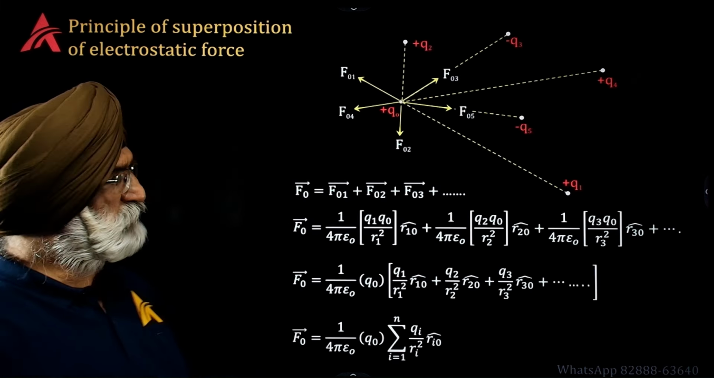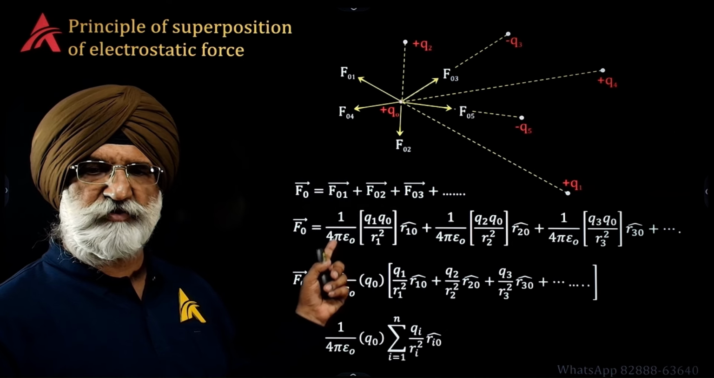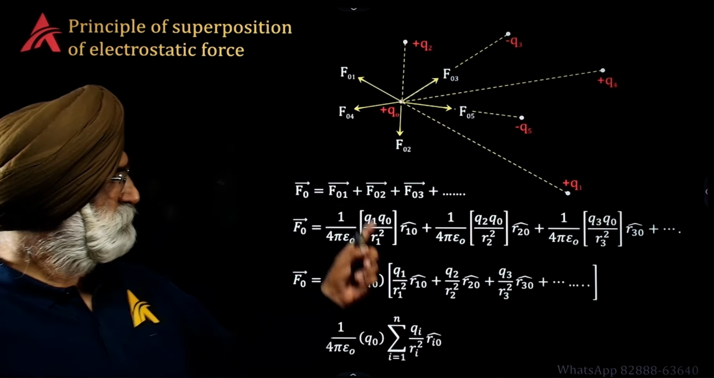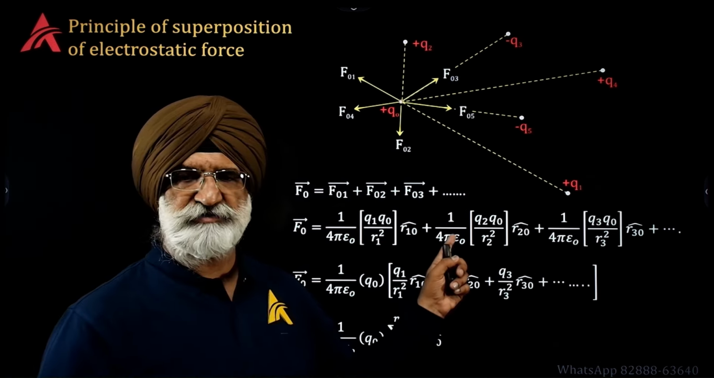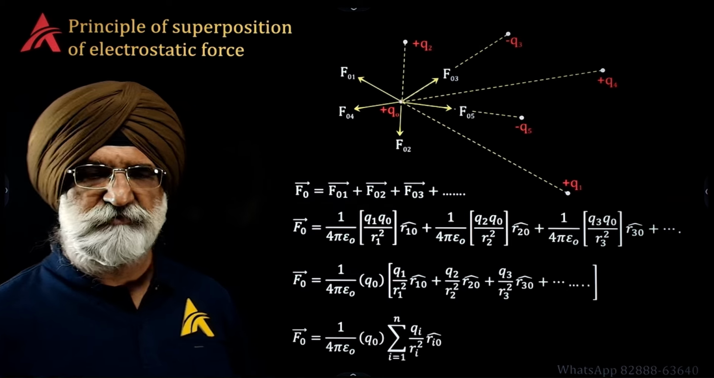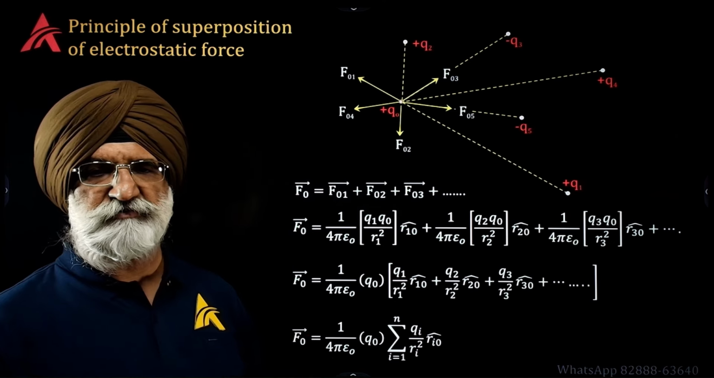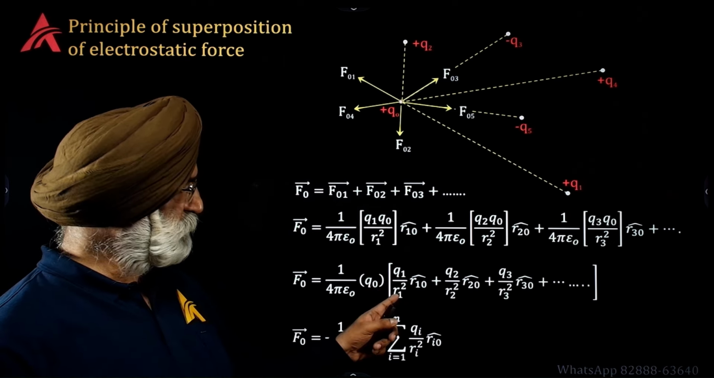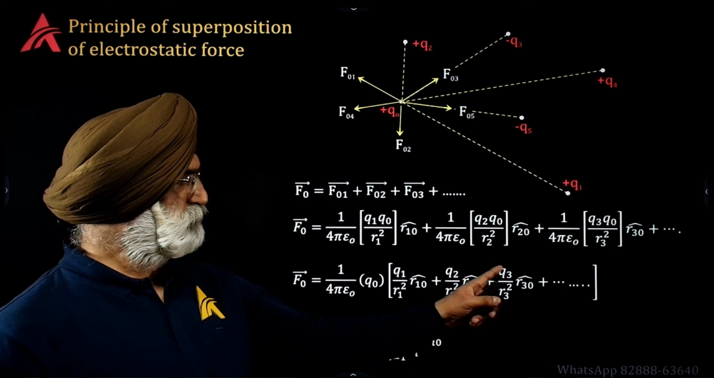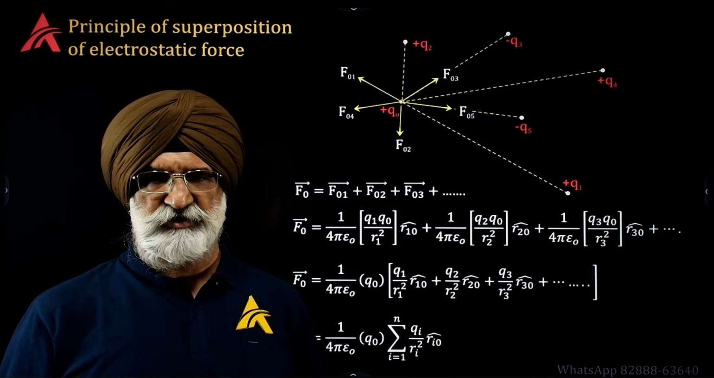We can write down the same expression by putting in the values. In place of F01, we can write 1 upon 4 pi epsilon naught Q1 Q0 upon R1 square R1 naught cap. Similarly, F02 can be written as 1 upon 4 pi epsilon naught Q2 Q0 upon R2 square R2 naught cap. And if you just see, we can take 1 upon 4 pi epsilon naught and Q0 common. We will get Q1 upon R1 square R1 naught cap, Q2 upon R2 square R2 naught cap, Q3 upon R3 square R3 naught cap. All these things are to be added vectorially.